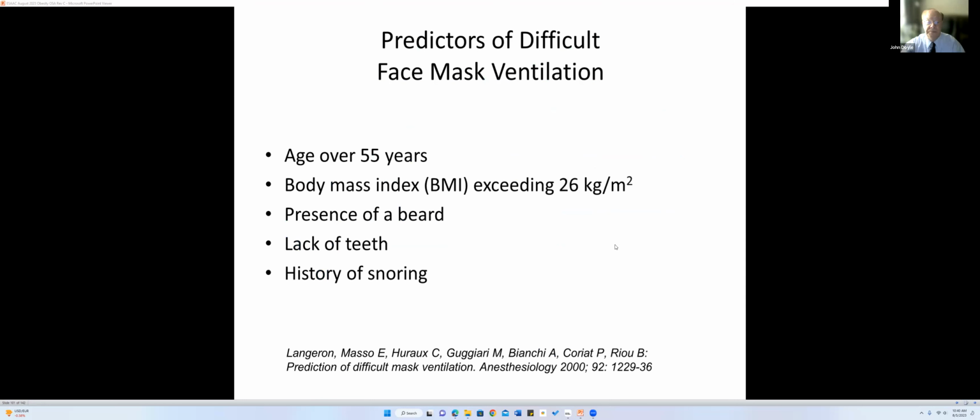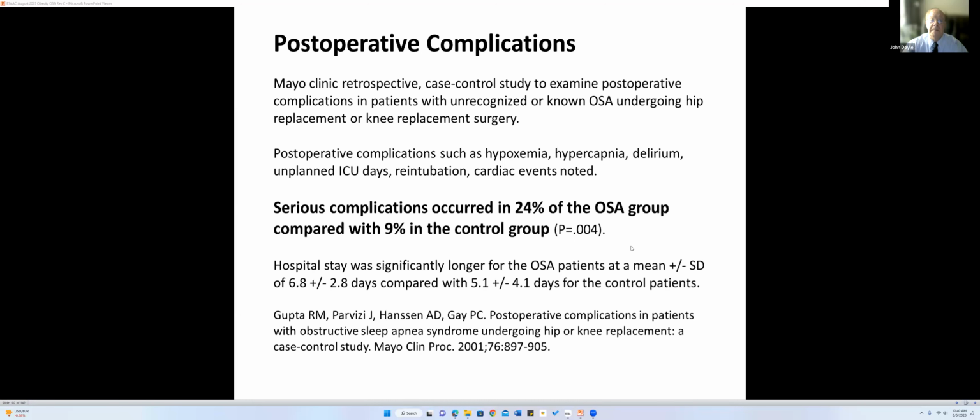Now, as you know, and as I mentioned earlier, there are numerous predictors of difficult face mask ventilation. This is from the Langeron study, and you can see age over 55, BMI over 26, presence of a beard, lack of teeth, and history of snoring are all contributing factors.